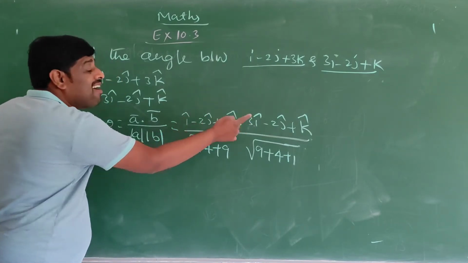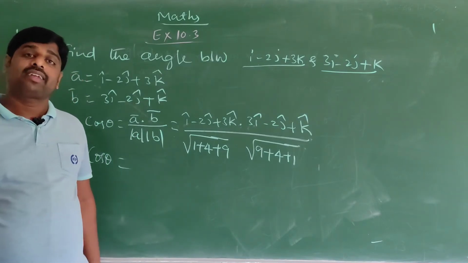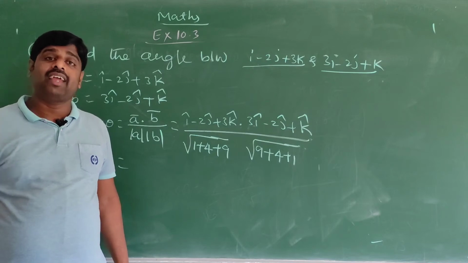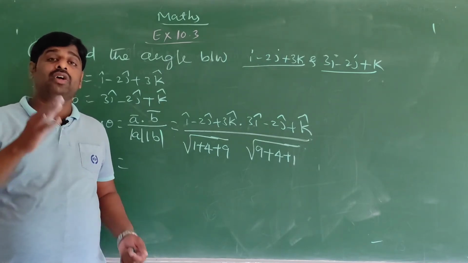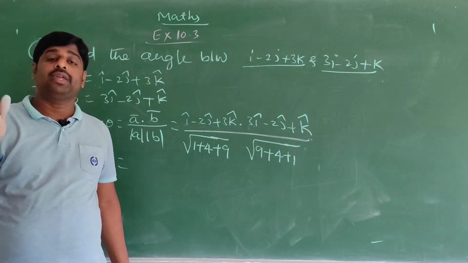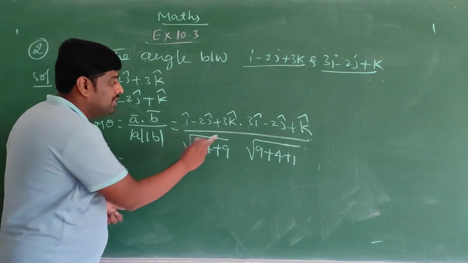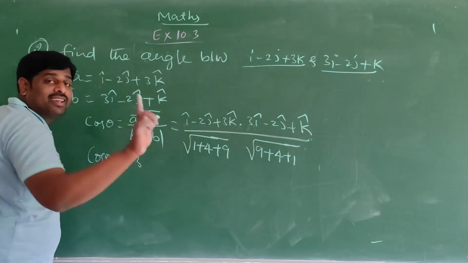3, i dot i is 1, j dot j is 1, k dot k is 1, i dot j is 0, j dot k is 0, k dot i is 0. Okay, here the unit vectors are mutually perpendicular to each other, which means i dot i is 1. See, 3 ones are 3, i dot i is 1.